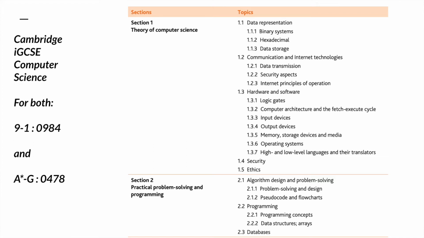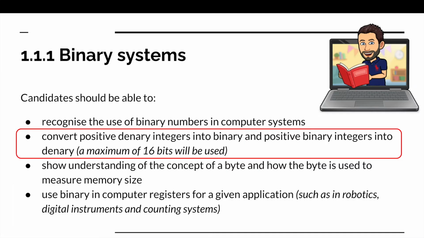Okay, we're still in section 1, very beginning of section 1. We're on the theory of computer science, as you can see here, and we're looking at 1.1 data representation, as I mentioned earlier, 1.1.1, which is binary systems. We're then going to cover hexadecimal and data storage in this particular topic. So there you can see there, converting positive denary integers into binary, we looked at that last time, and converting positive binary integers back into denary.